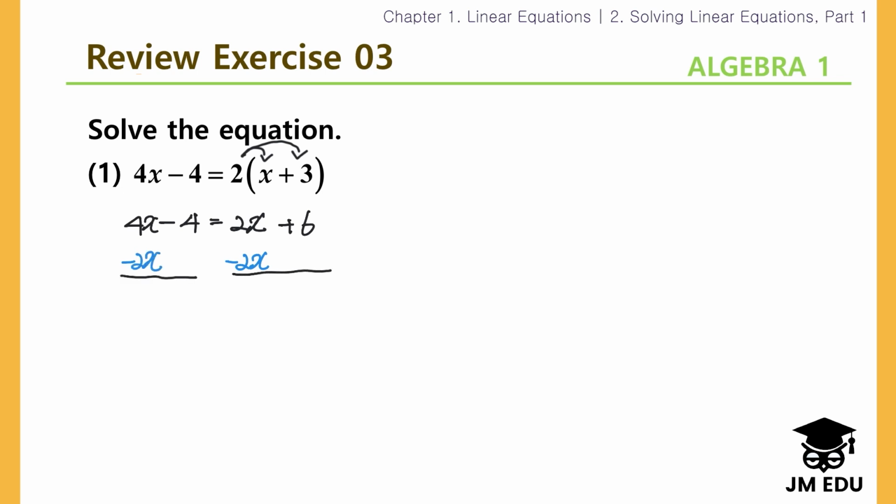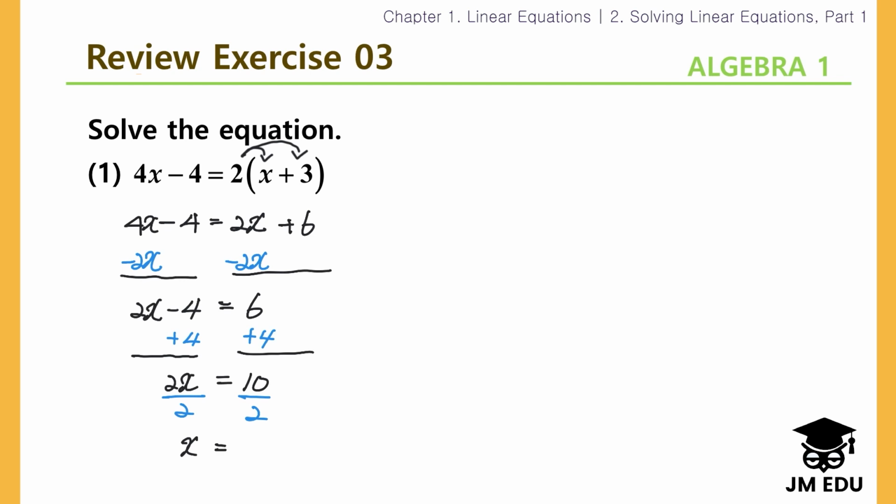So on the left hand side, we will have 4x minus 2x, which is 2x minus 4, is equal to 6. Now add 4 to each side to eliminate negative 4 on the left hand side. So we have 2x here, we have 10 here. Finally, divide by 2 each side. So the solution x is 10 divided by 2, 5.